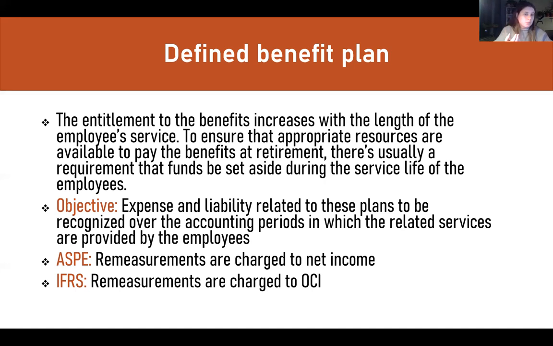The difference in accounting under ASPE and IFRS is that there will be measurements done by actuaries. Under ASPE they are charged to net income, so they're an expense, whereas under IFRS, they're charged to other comprehensive income. That's the only difference between the two. So anytime there's an actuarial remeasurement.